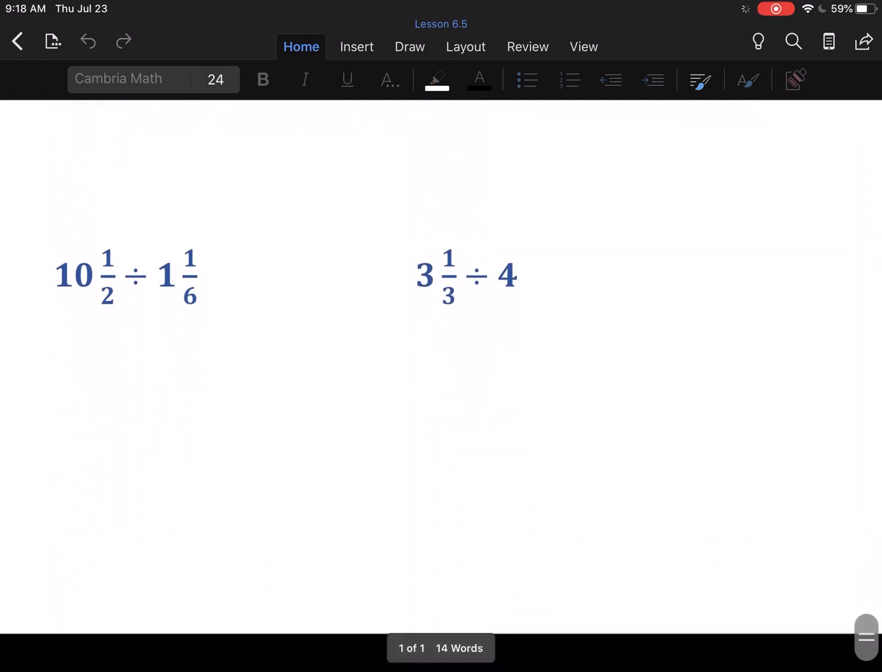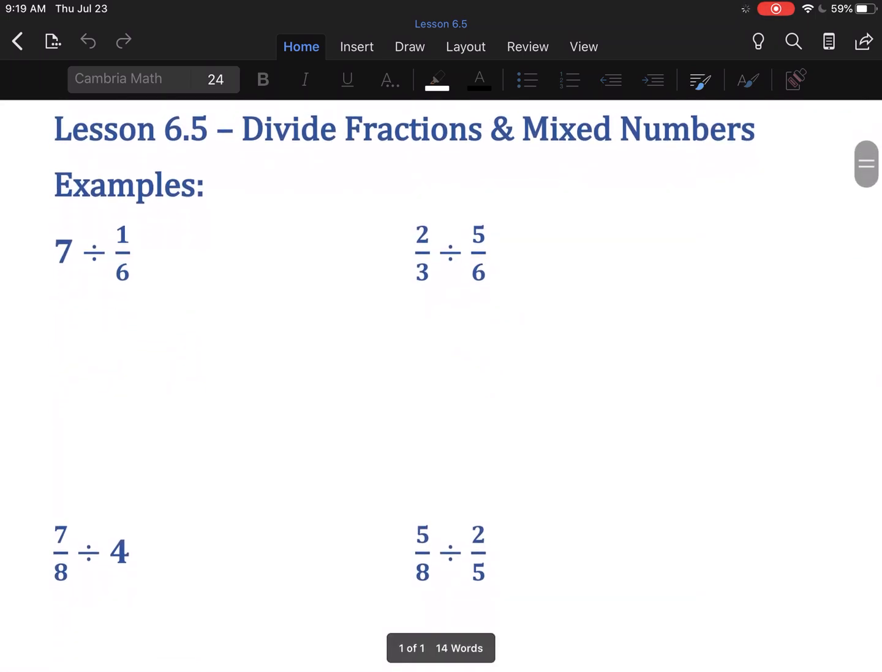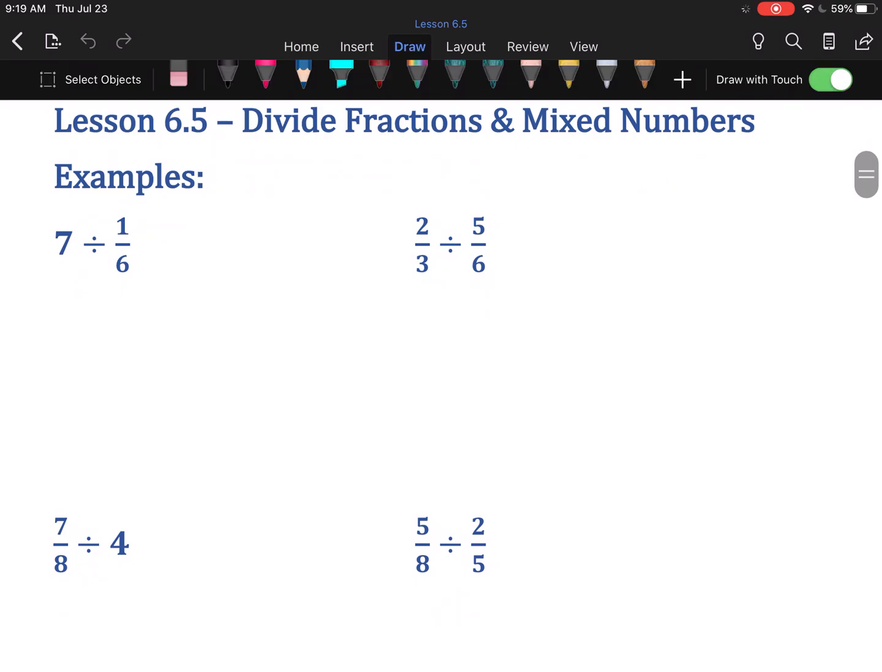So let me take a quick look here. We have 6 examples. So we know the process. It's keep, although I'm going to write that as 7/1 now. Flip, so this becomes 6/1. And change to multiplication, KFC. Both denominators are 1. That means we're going to have a whole number answer. 7 times 6 is 42.